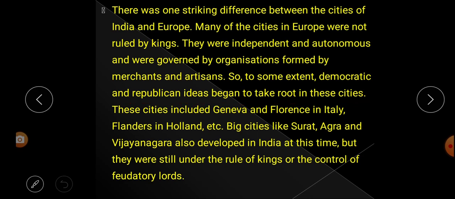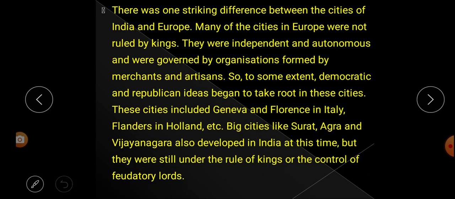The cities included Geneva, Florence in Italy, and Flanders in Holland. Big cities like Surat, Agra, and Vijayanagar were also developed in India at this time. But they were still under the rule of kings or the control of feudatory lords.